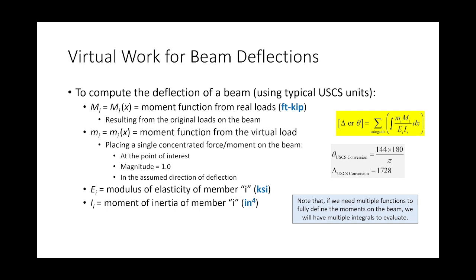So little m is the virtual moment function, which comes from taking all the loads off and putting a single concentrated force or moment at the point of interest with a magnitude of 1 in the assumed direction of displacement. And then your big M is your moment functions from the real loads, from the actual original loads on the beam. And then E and I are your section properties. Don't forget your conversion factors. For deflections, it's 1728. For rotations, 144 times 180 over pi to get that into degrees.